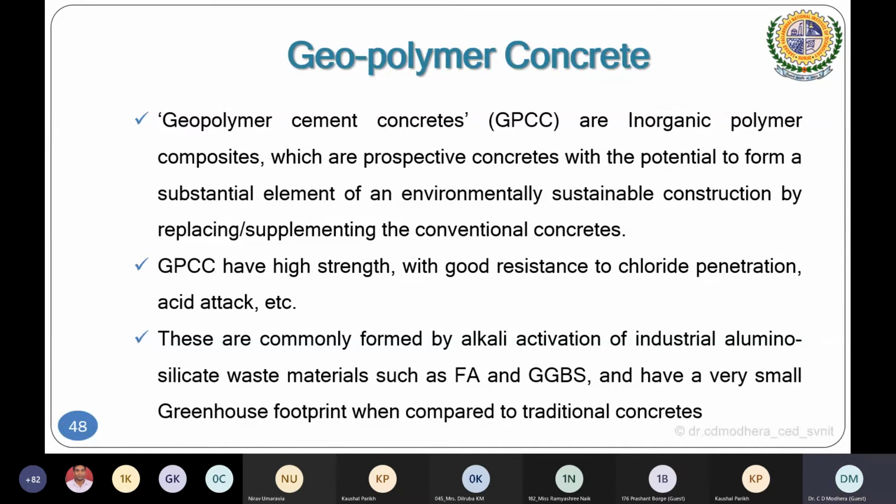And one more thing, chloride is not there. I mean, there is chloride in that material, but with respect to cement and others, chloride penetration will be minimum, or it resists, you can say. That kind of property exists in geopolymer. These are commonly formed mainly by alkali activation of industrial aluminosilicate waste materials. Generally we are using fly ash and GGBS, and they have a very small greenhouse footprint compared to traditional concrete.